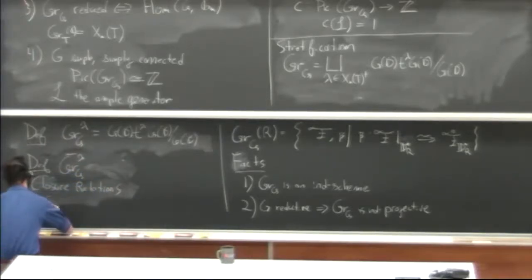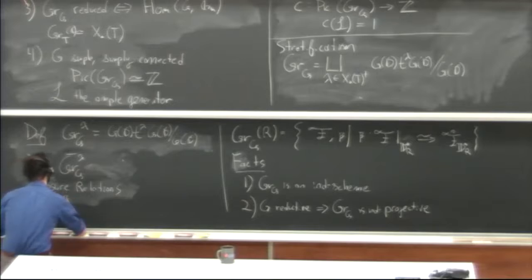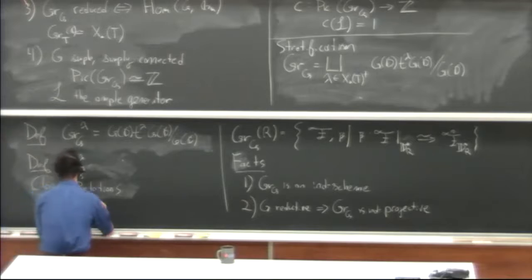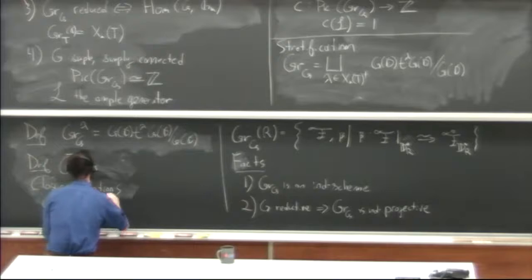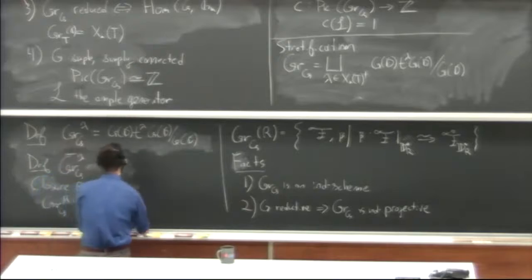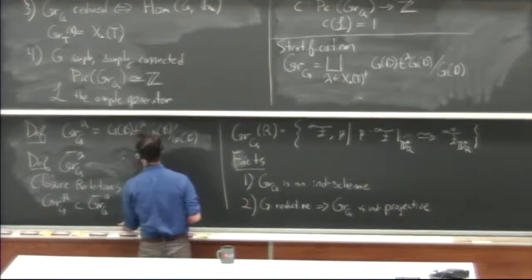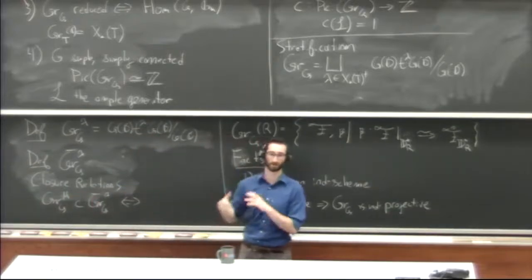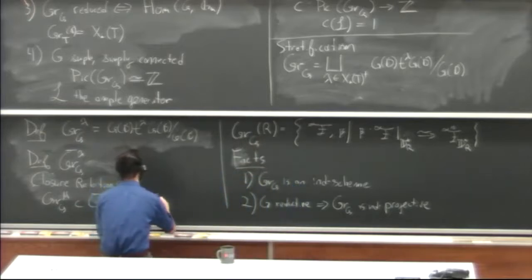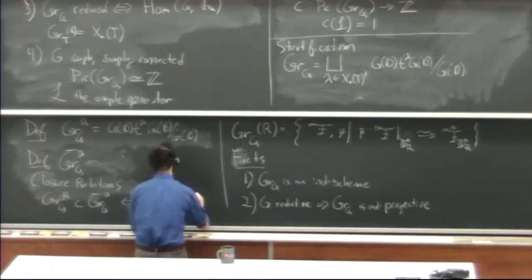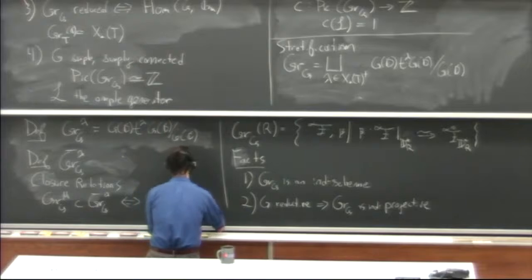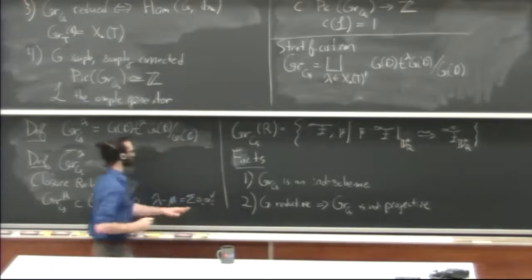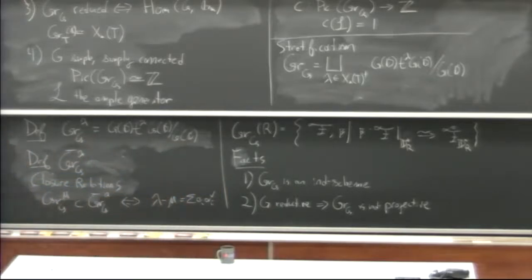So the cell Gr mu of G will appear inside the closure of Gr lambda of G if and only if mu is less than lambda in the dominance order on dominant weights. This really means that lambda minus mu is equal to a non-negative integral sum of a_i alpha_i check, and mu is going to be a dominant co-weight. Okay.